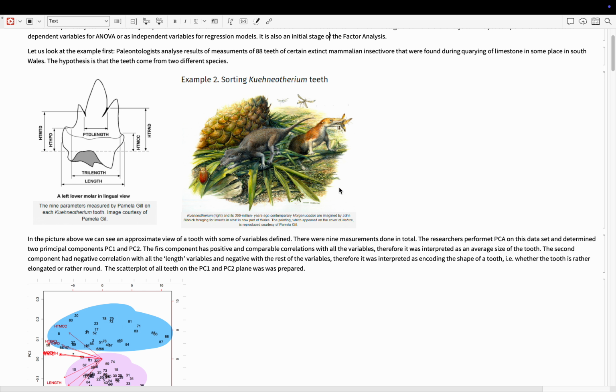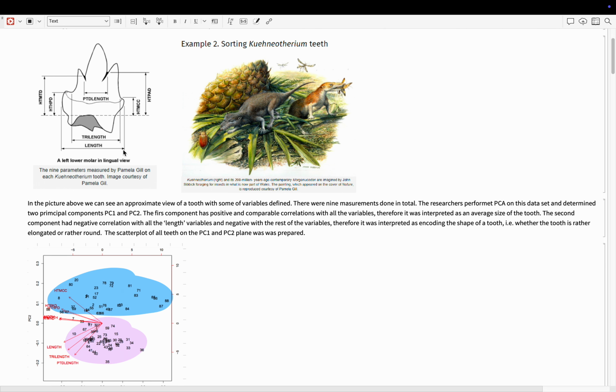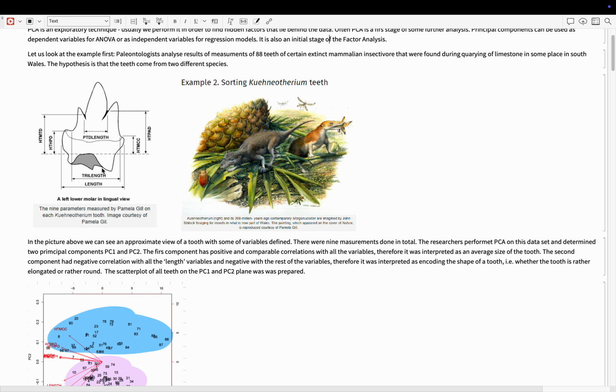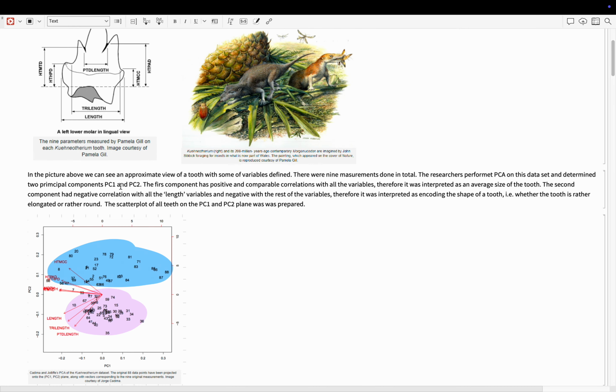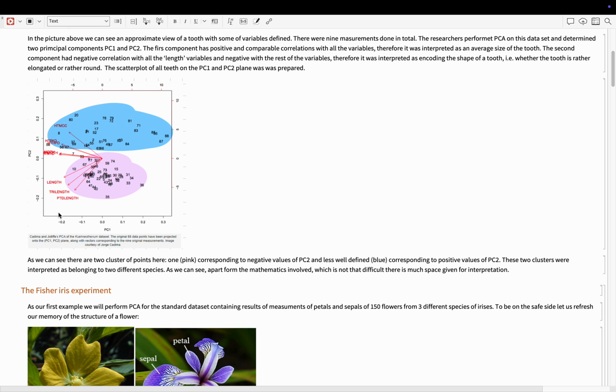And here there is some artistic view of these possible animals. Okay, here you can see 1, 2, 3, 4, 5, 6, 7 of the measurements. In principle, there were 9 of them. Then the correlation matrix between all those measurements was composed. The matrix was diagonalized, and 2 of the eigenvectors were selected as principal component 1 and principal component 2. And here we have a scatter plot of all these teeth, from 1 to 88, on the plane of PC1 on the horizontal axis and PC2 on the vertical axis.